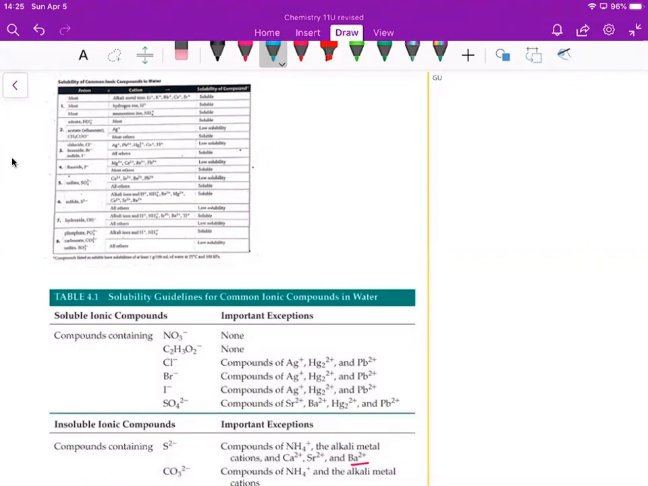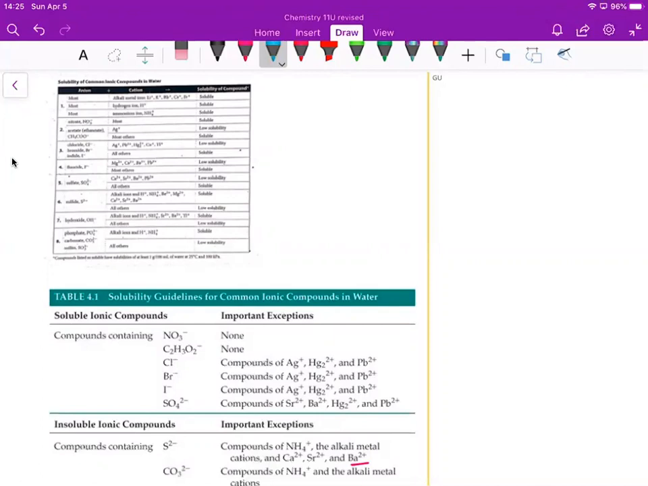It involves using your periodic table, it involves using the solubility guidelines, and it involves using common sense, which I know is always scary because students are thinking, what exactly do you need me to know, et cetera. So let me just give you an overview.